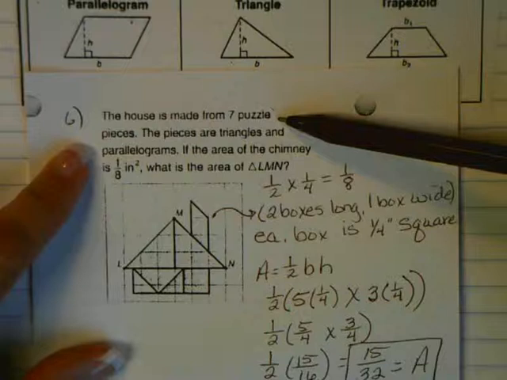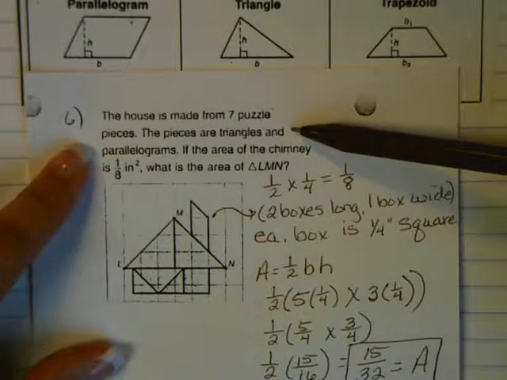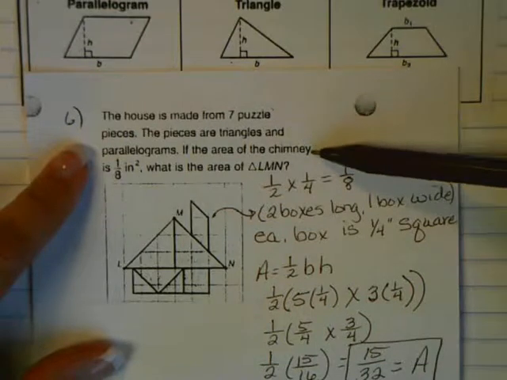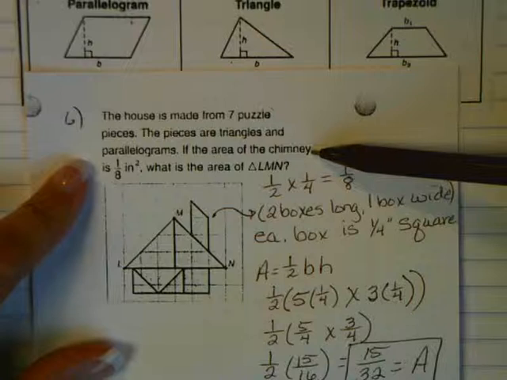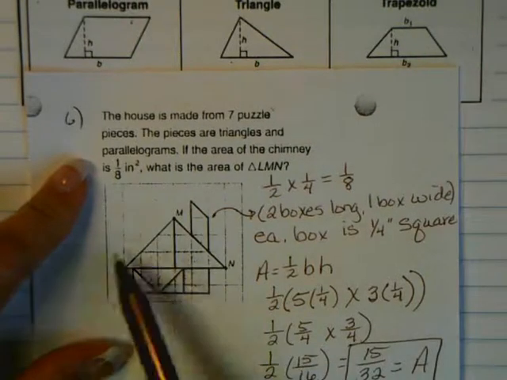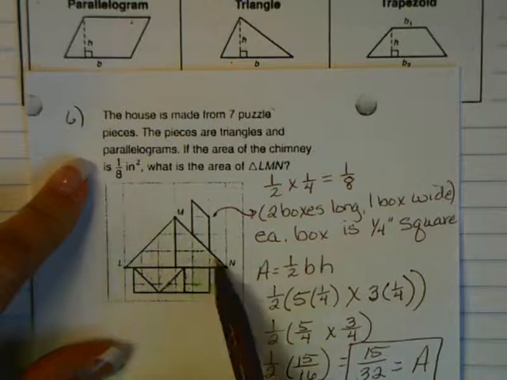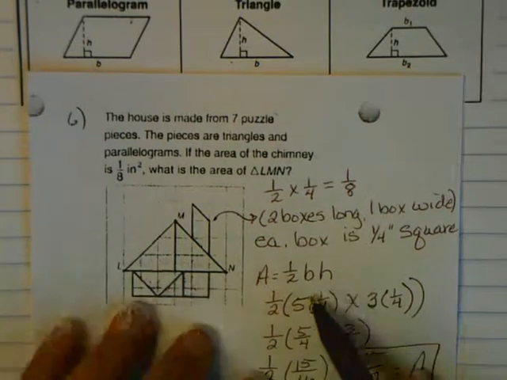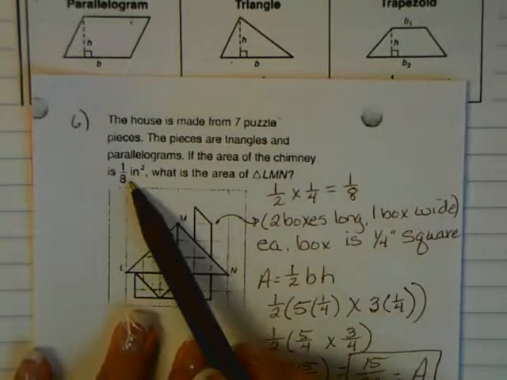This one says that you have a house. The house is made from 7 puzzle pieces. The pieces are triangles and parallelograms. If the area of the chimney is 1/8 inch squared, what is the area of the triangle LMN? So that's this triangle right here.